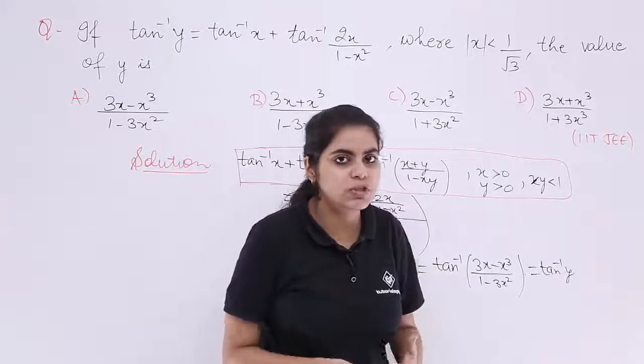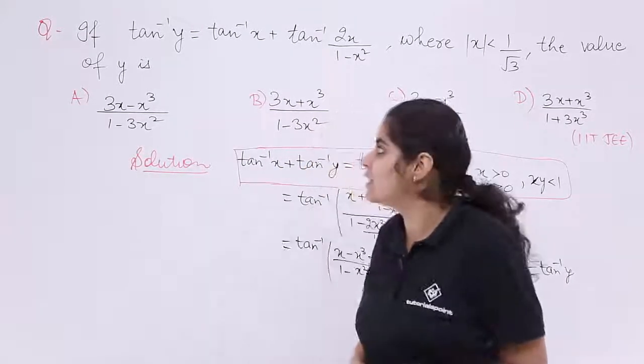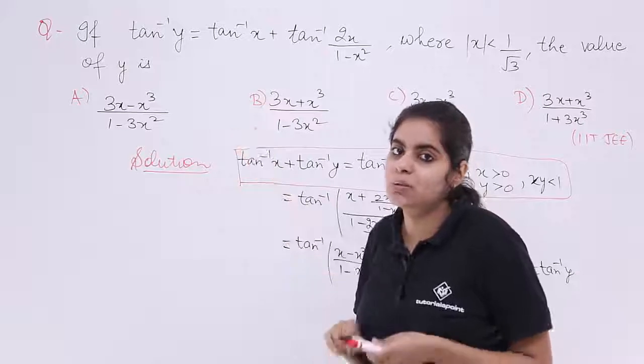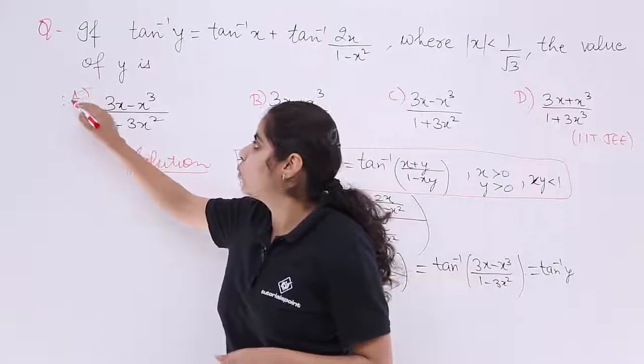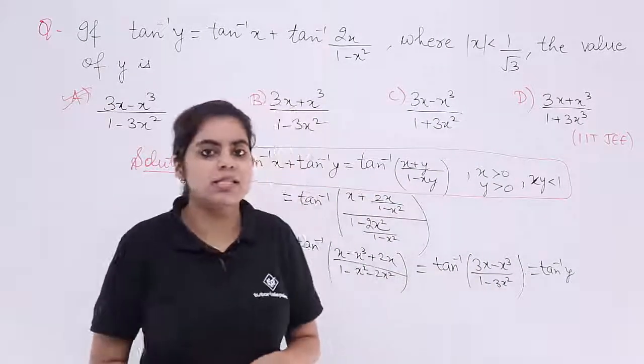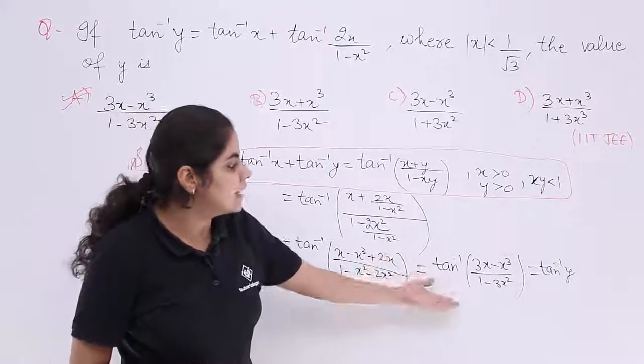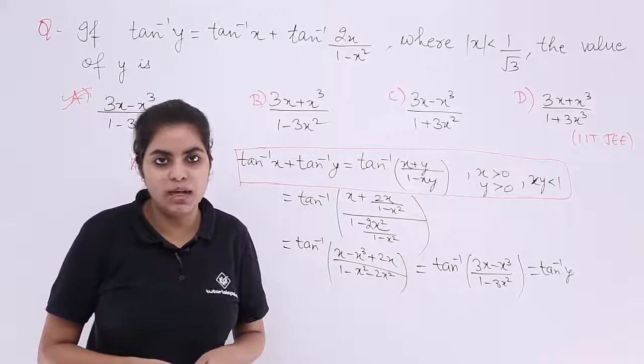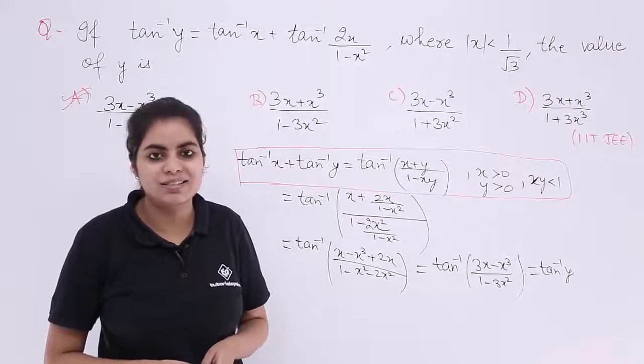So let's see which option matches. 3x minus x cube upon 1 minus 3x square is option number A. So option number A is the answer to my previous year IIT JEE question, which was based on the formula of tan inverse x plus tan inverse y.